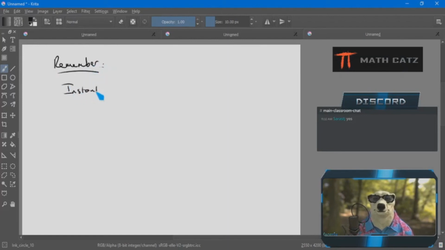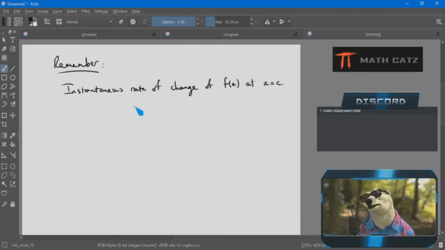The instantaneous rate of change of, let's say, my function at some x value, let's call it c, is the limit as h approaches 0 of f of c plus h minus f of c over h. Do we call it an a? Who cares?